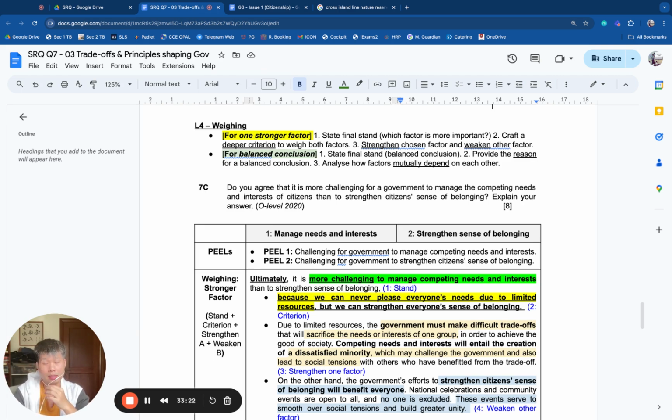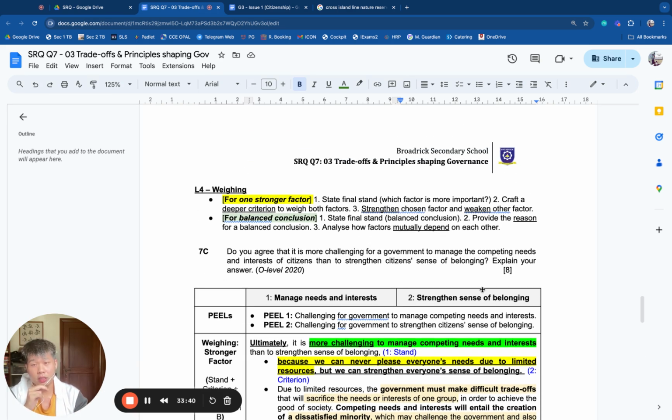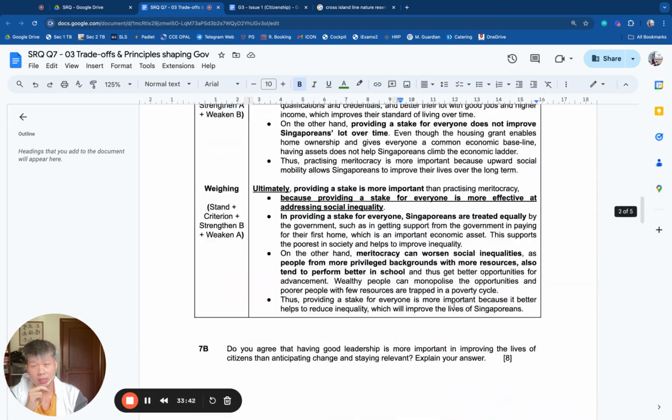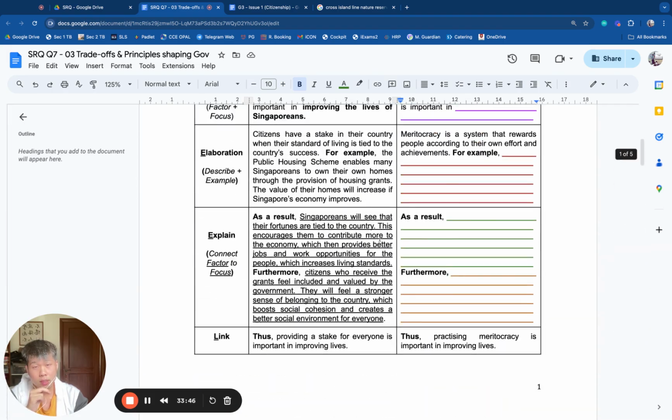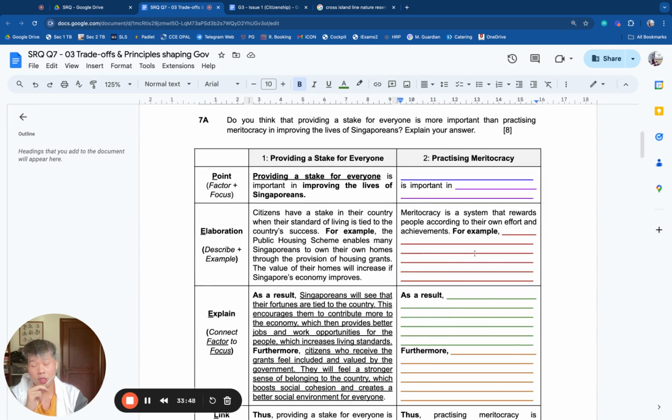And this is my essay lesson for chapter 3. It's a tricky chapter. It's about the difficult decisions, the trade-offs that governments make that will sacrifice one side over the other. And it's about how the government approaches these decisions based on their principles. And that's what you'll explore in the 3B essays, in the essay question 7A and 7B, the principles that the government uses in Singapore to manage trade-offs.